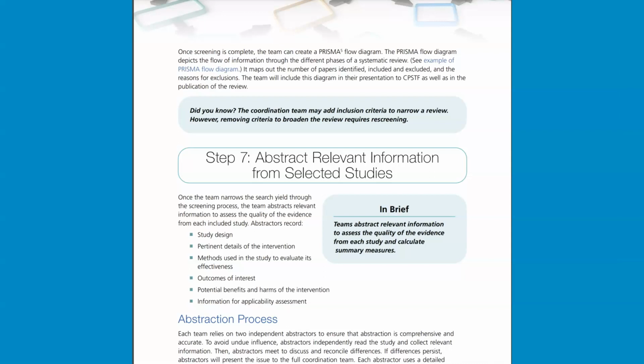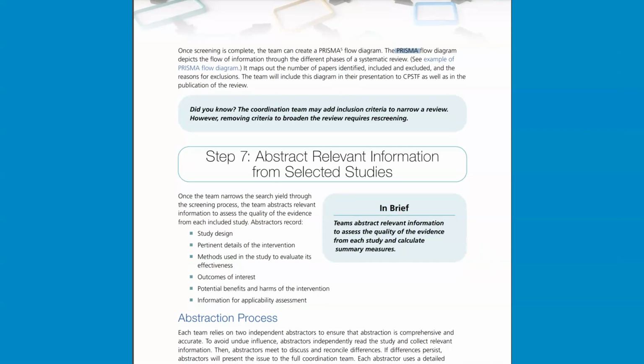The one acronym that I introduced to you earlier is PICO, but I think PRISMA is another one, and I've lectured on this extensively elsewhere, so I'm not going to go into it a lot, because it would add a lot more lecture time. I want to keep this as brief as possible. Did you know the coordination team may add inclusion criteria to narrow a review? You can add inclusion criteria as you go along, even later in the process.